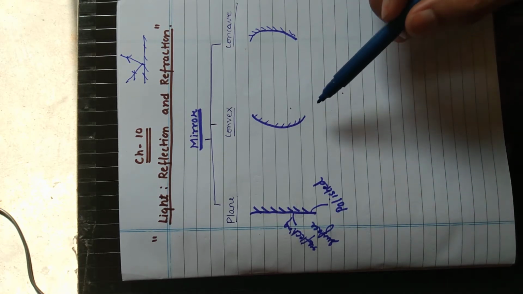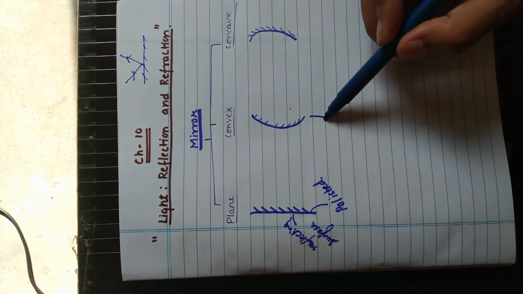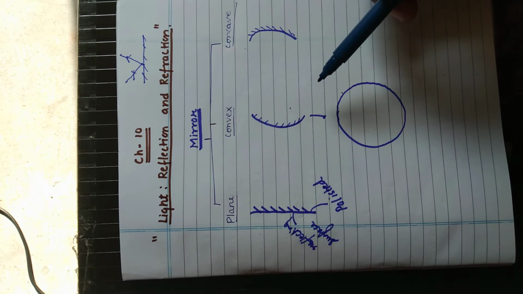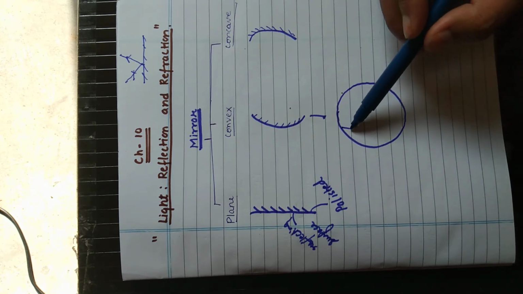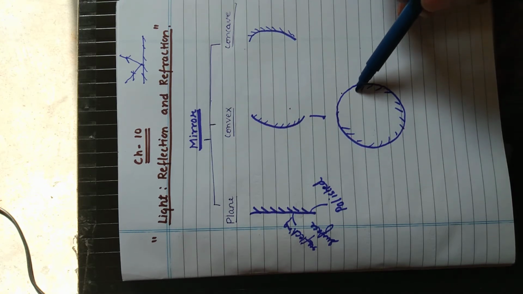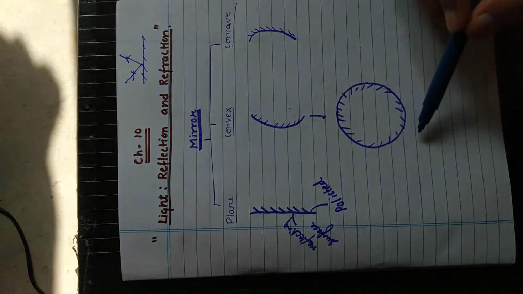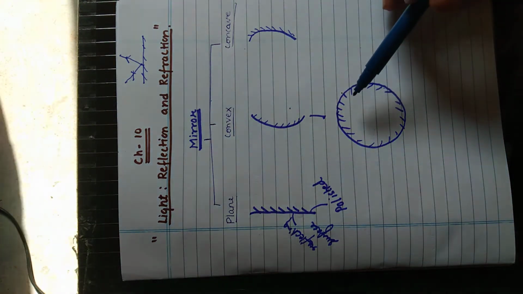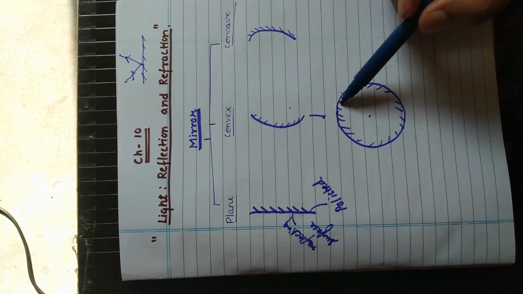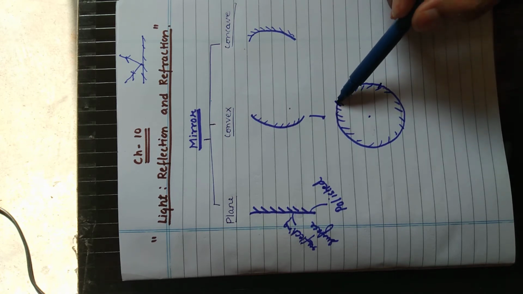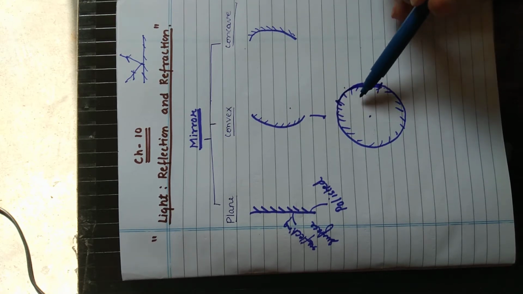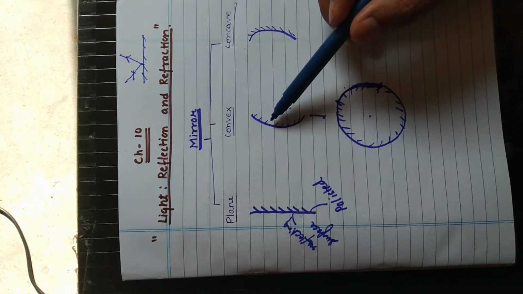So how are these mirrors made? Suppose there is a sphere. If the inner side of the sphere is polished, then the outer surface will be reflecting. When we cut a small part of this sphere, this small part is called the mirror, and this is the convex mirror.